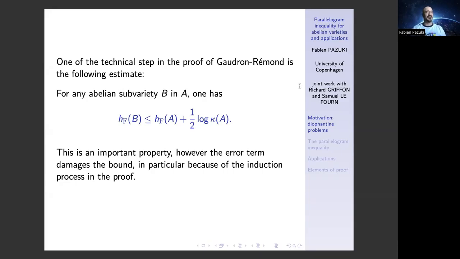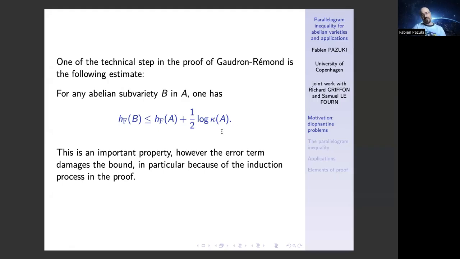You need a bit of time to go inside the paper. But one fact that they use to attain their estimates is this lemma, or this estimate that they prove. If you have now a subvariety inside A, they are able to prove that the height, in the sense of Faltings that we just discussed, of the subvariety inside A is controlled by the height of A, of the ambient space, and some error term. And the error term is this complicated kappa of A that I stated when I stated their result.